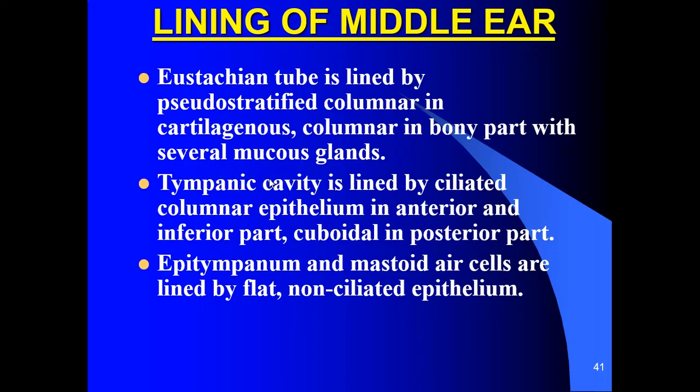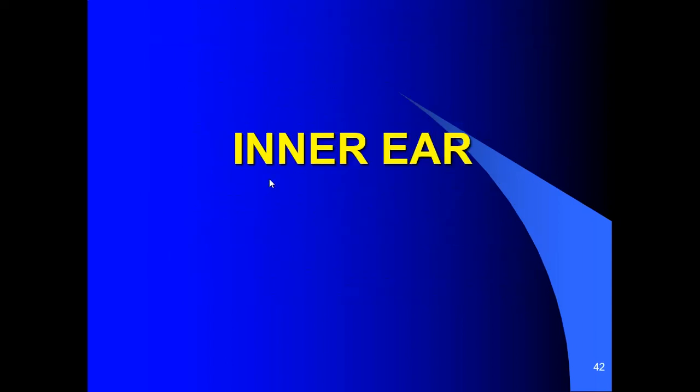The eustachian tube is lined by pseudostratified columnar epithelium in the cartilaginous part and columnar epithelium in the bony part, with several mucous glands. The tympanic cavity is lined by ciliated columnar epithelium in the anterior and inferior part and cuboidal epithelium in the posterior part, while the epitympanum or attic and the mastoid air cells are lined by flat non-ciliated epithelium.